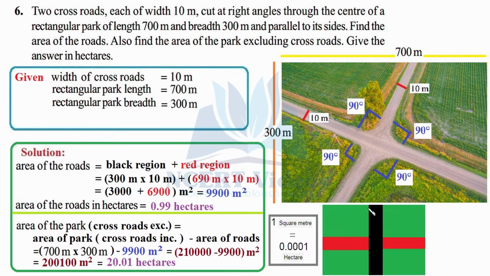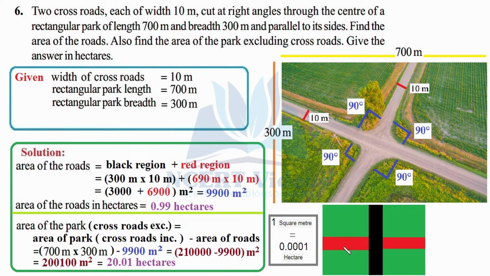So how can we find area of roads? Well, black region plus red region. So this is black region and this is red region. Let's find dimensions of black region. This is the length, 300 meter. And what is breadth? Breadth is this, and this is given to us as 10 meter, because these are 10 meter wide.